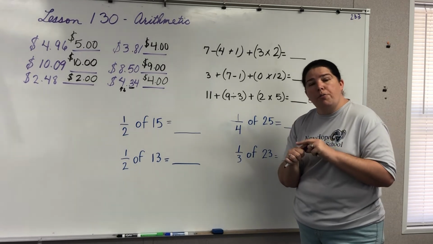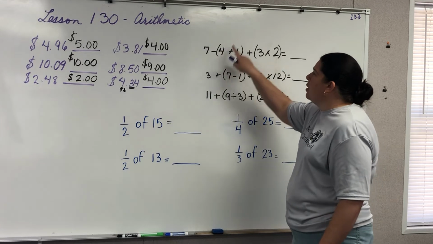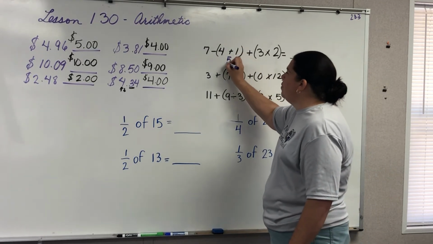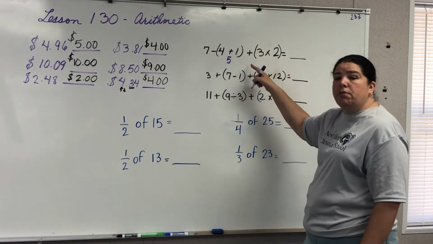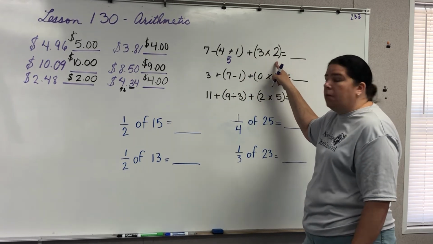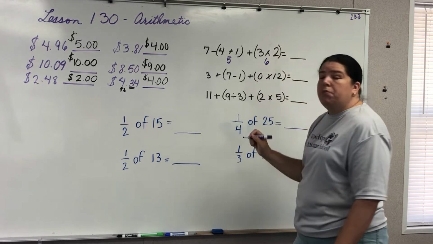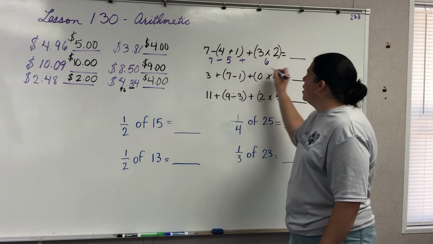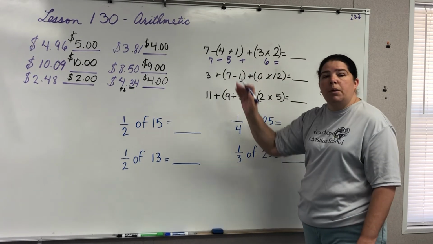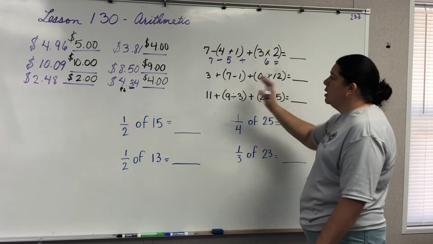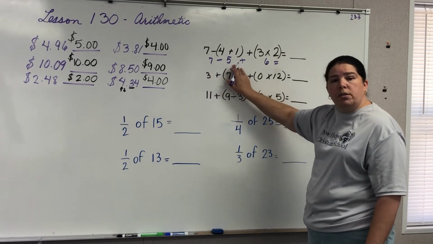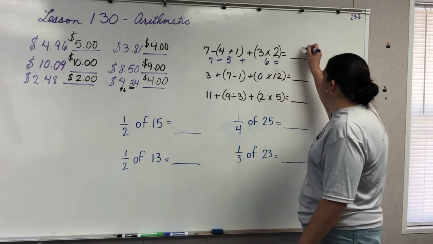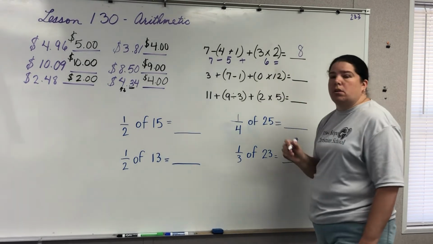So let's go through this really carefully. I have parentheses around 4 plus 1, so I need to do that first, and we know that is 5. And I have parentheses around 3 times 2, and we know that is 6. So we rewrite the problem as 7 minus 5 plus 6. And then we can go from left to right. 7 minus 5 equals 2, and 2 plus 6 equals 8. So 8 is our answer.